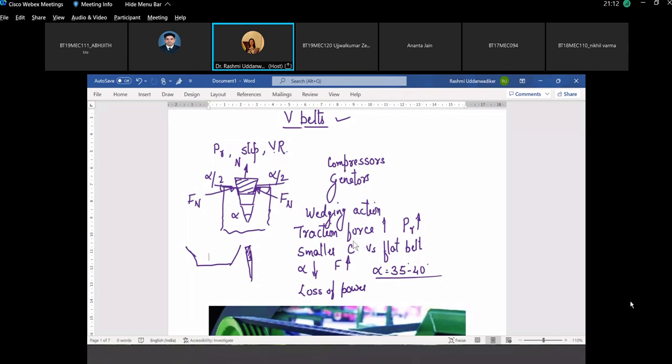The angle of this groove and the angle of the belt are not the same, although for all design and calculation purposes, the angle alpha for the groove and the angle alpha for the belt are treated alike. So this groove angle and this belt angle are slightly different. Which one would be greater, do you think? This is the wedge for the belt.